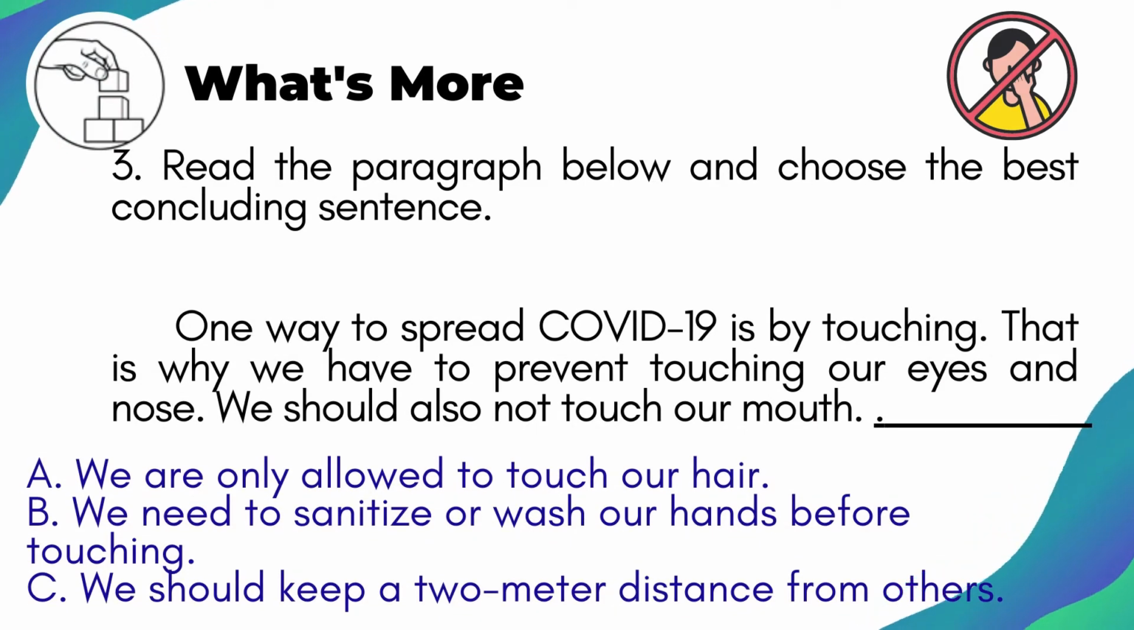Number 3. Read the paragraph below and choose the best concluding sentence. One way to spread COVID-19 is by touching. That is why we have to prevent touching our eyes and nose. We should also not touch our mouth.